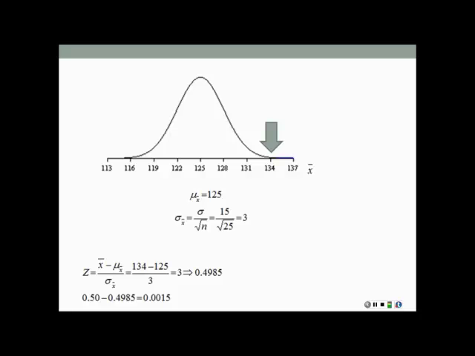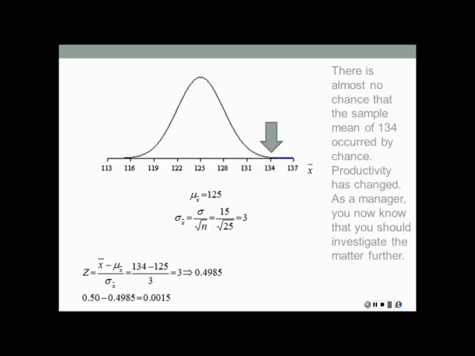If you get that basic logic, then things are going to make sense for you. There's almost no chance that that sample mean of 134 occurred by chance. It looks like things have changed, and as a manager, you know that you need to investigate the matter further. You'd like to know why it's gone up, and if you can keep it at this new higher level, maybe you need to reward people or find out what's happened. Maybe you've made some change and that's led to this, and so you'll know you want to keep going that way. But you do know that something's different. The population mean is not 125, it's higher than that.